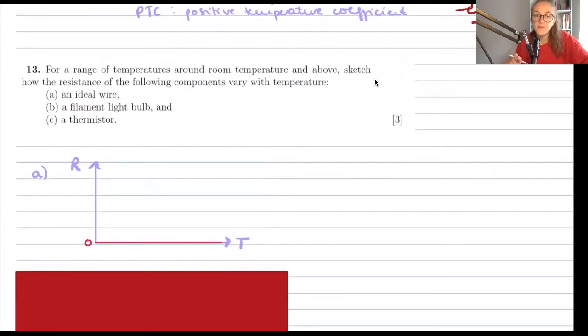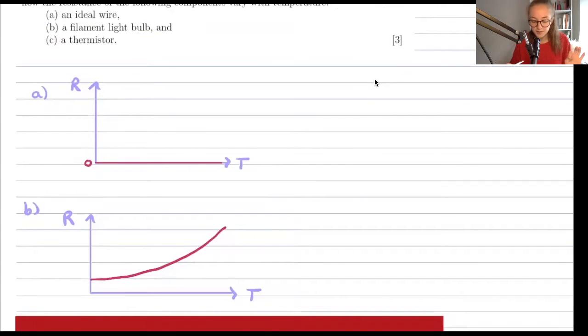And then for a filament light bulb, as the filament bulb gets hotter, there's more particle movement and more resistance. So the resistance will increase with temperature.